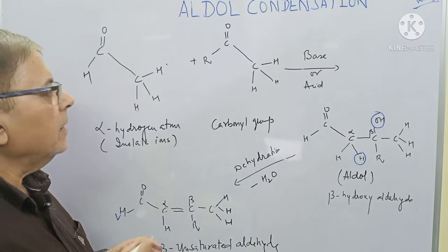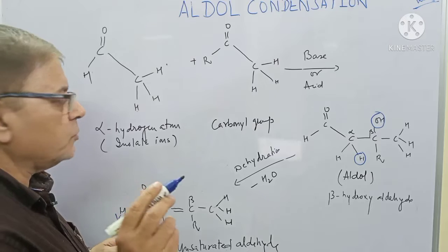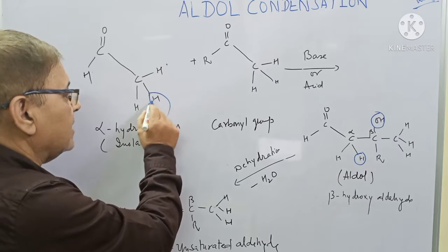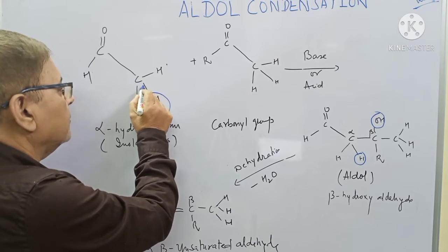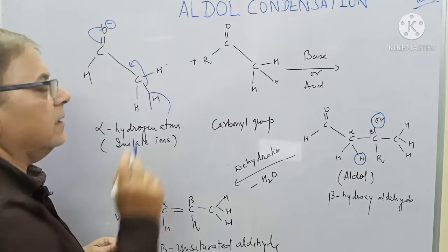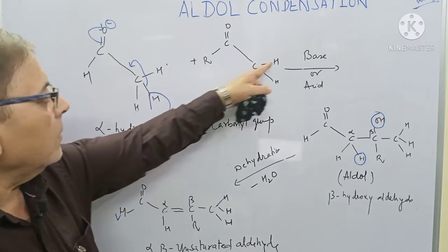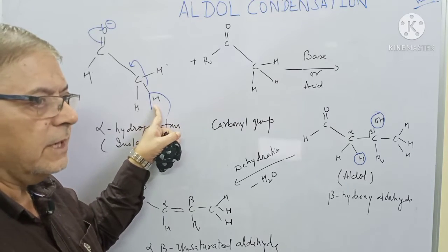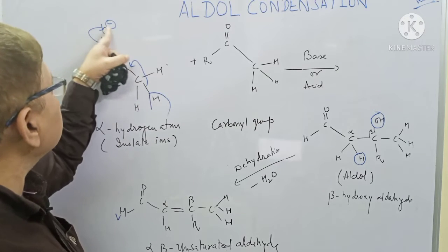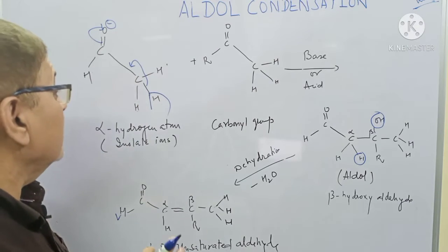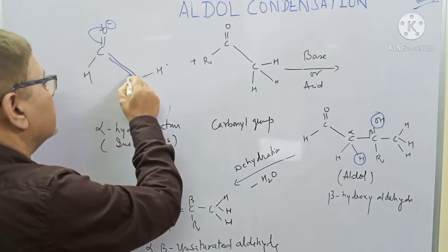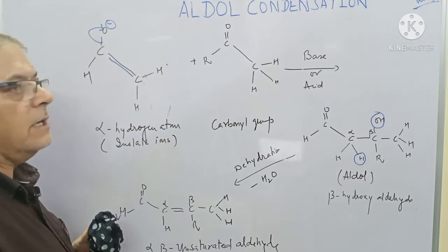Now see the mechanism. Base is present, so it will abstract a proton, correct? Because this proton H plus is lost, we'll have two electrons over here and the bond will shift over here. These electrons will shift over here and we'll get an enolate ion. So three things: the base abstracts the proton, this bond shifts over here, and then this bond shifts onto the oxygen and we get an enolate ion. So resulting, what we'll have is this ion, and yes, this is an enolate ion.